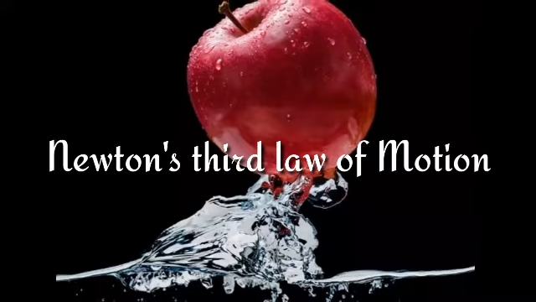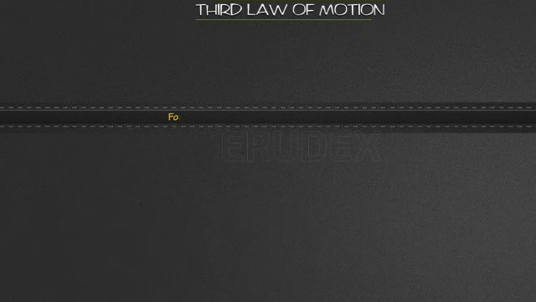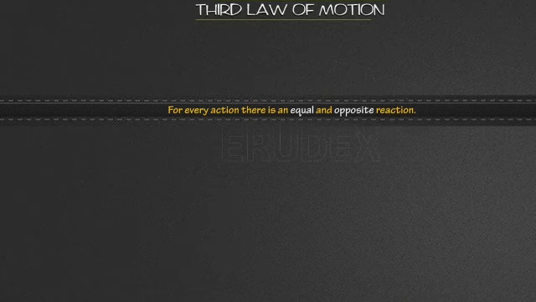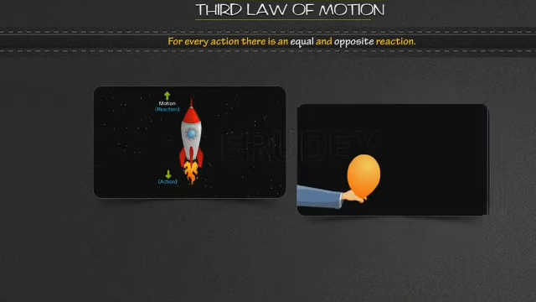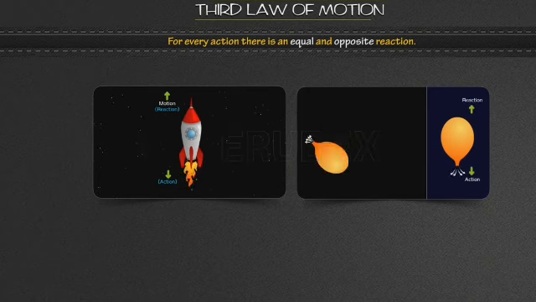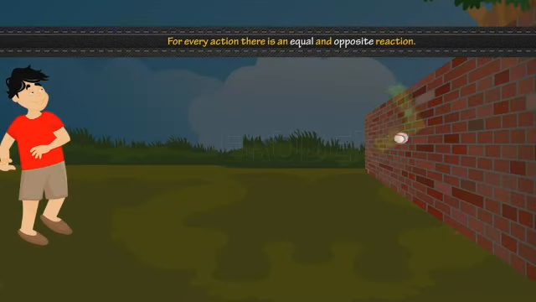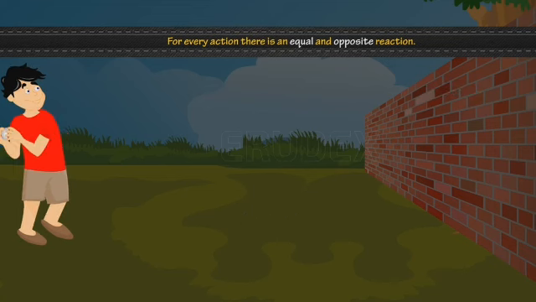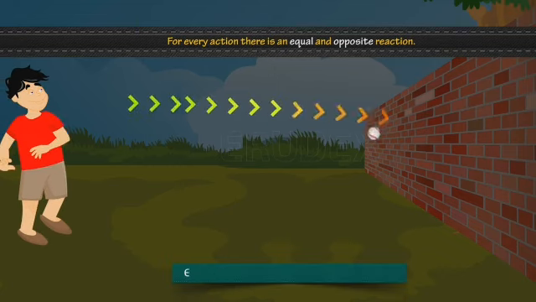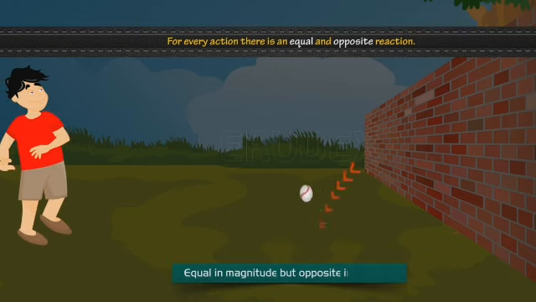Newton's third law of motion. Third law states that for every action there is an equal and opposite reaction. Newton's third law of motion is the relation between the forces themselves. Here, if one body exerts a force on another body, the other body also exerts a force on the first body. All these forces are equal in magnitude but opposite in direction.